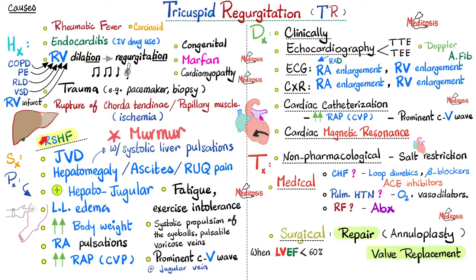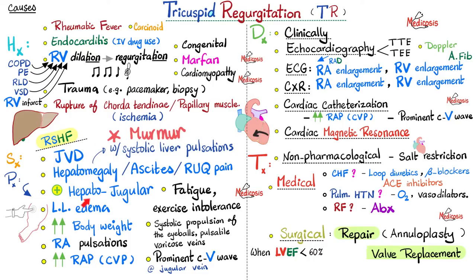Signs and symptoms: those of right-sided heart failure. Something upstairs: jugular venous distension. Something downstairs: lower limb edema. And something in the middle: hepatomegaly, distension of the liver capsule, liver congestion, ascites, right upper quadrant pain, and sometimes systolic liver pulsations.